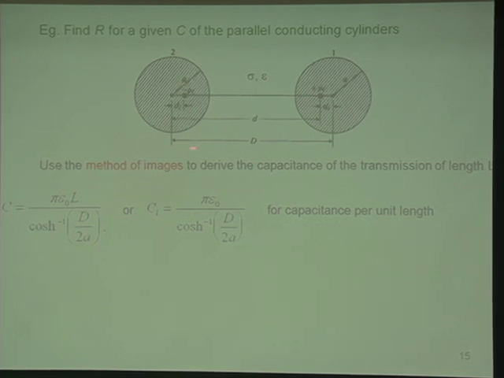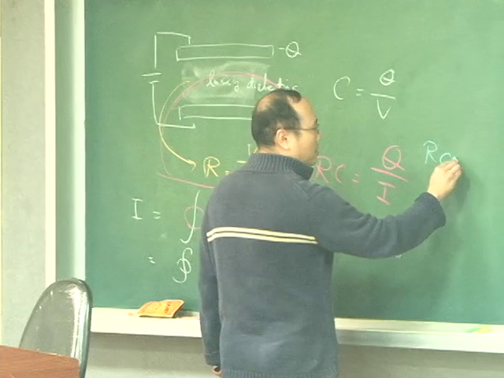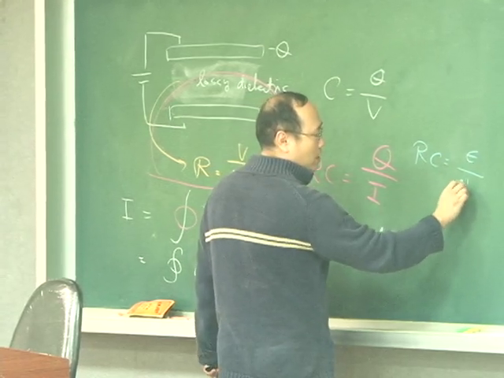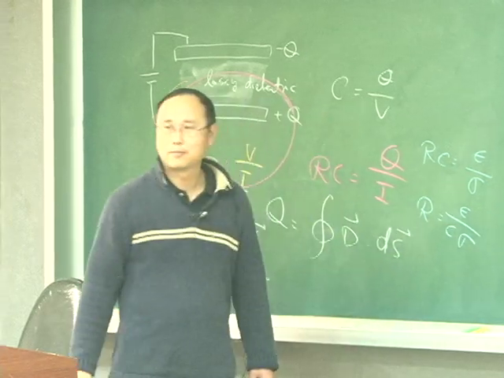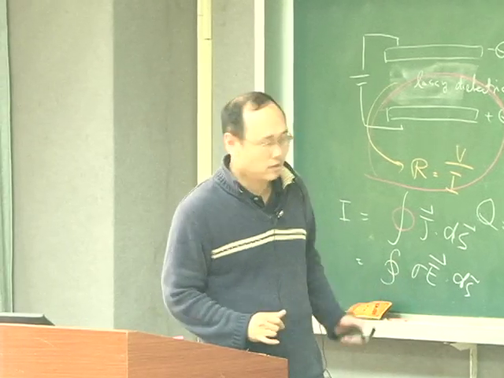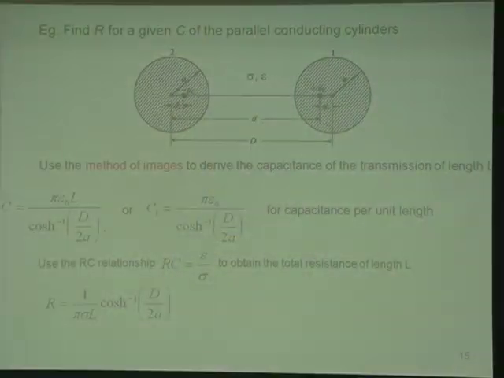从这里跑过来，那你就用刚刚那个式子，RC equal to epsilon divided by conductivity, and then you have R equal to epsilon over C sigma. Well, now that you know C, you can get R. 我在这里的话，你得到一个公式，得到一个式子，你要来看一下到底合不合理。This C is proportional to the length of the two-wire transmission line.